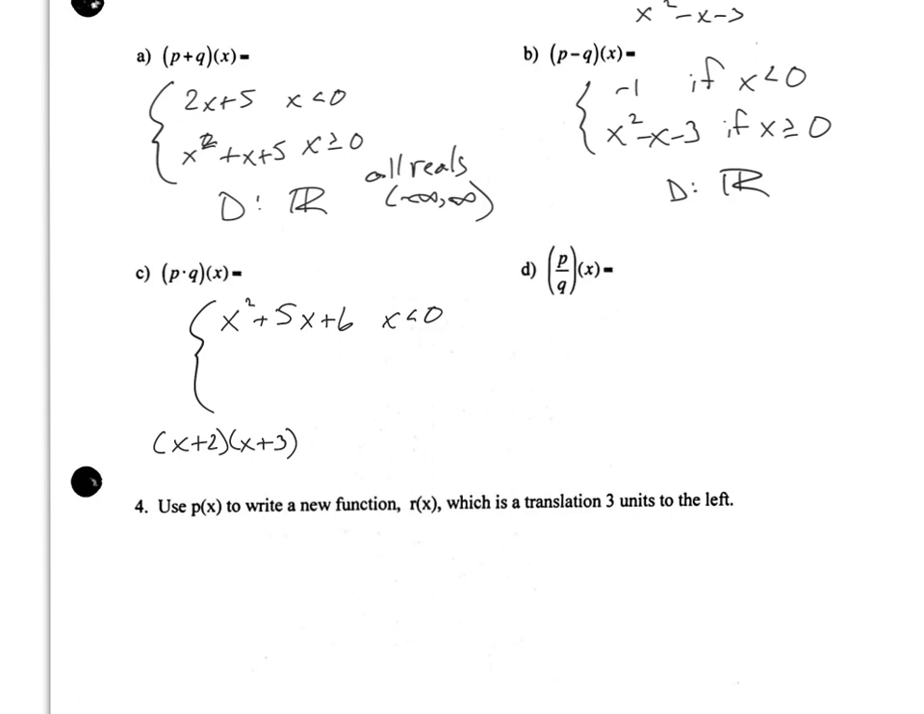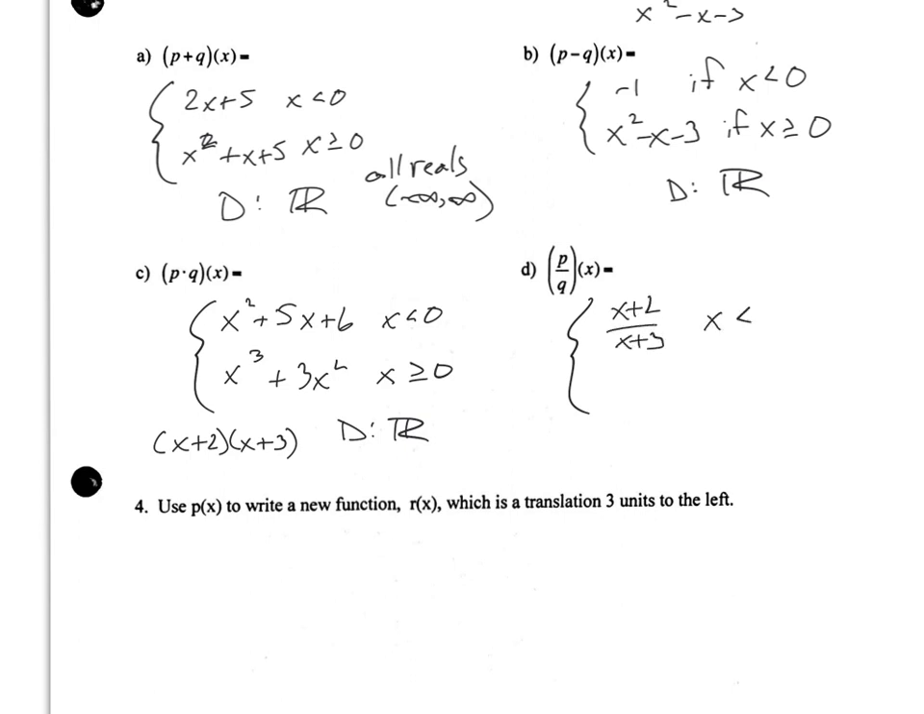Then we distribute this. The other part would be x to the third plus 3x squared. And this is if x is greater than or equal to 0. And again, our domain, all reals. Here we go with the division. Pretty easy to write this. (x plus 2) over (x plus 3).